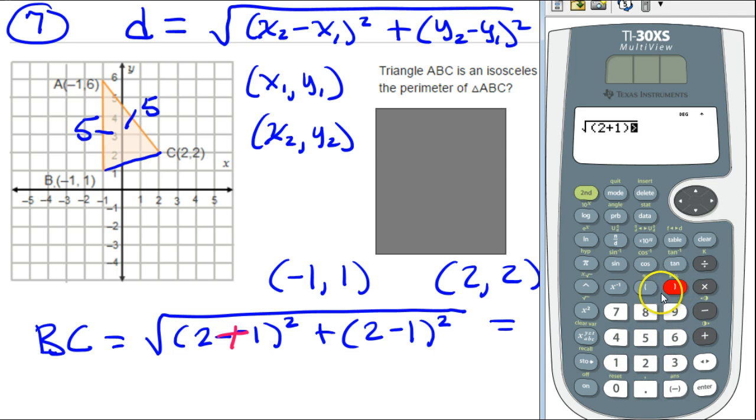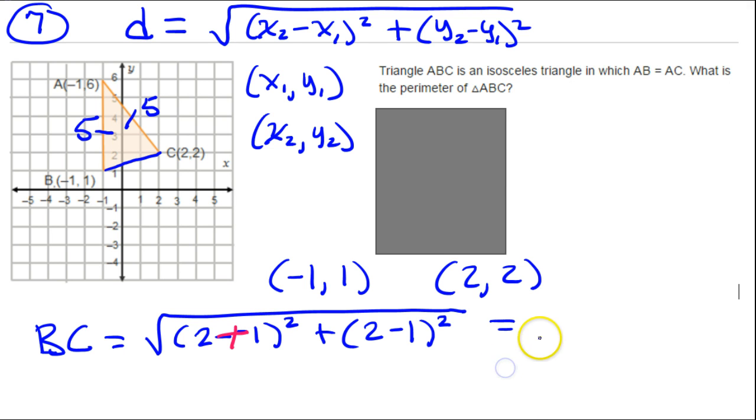But you could put 2 plus 1 squared plus, and then you could put 2 minus 1 squared. Okay, so this should give us the distance. Boom! And that is the square root of 10.